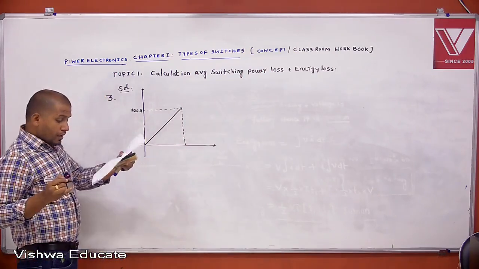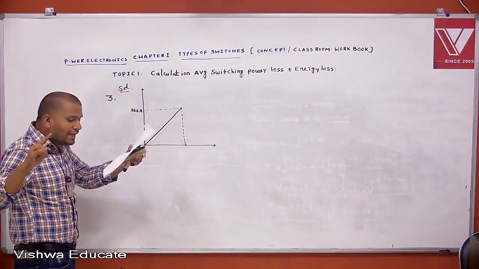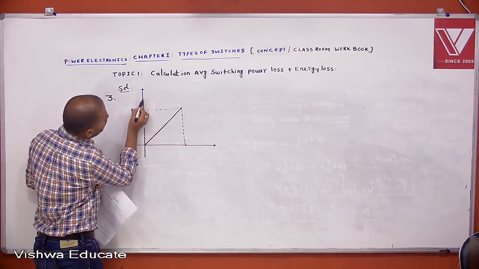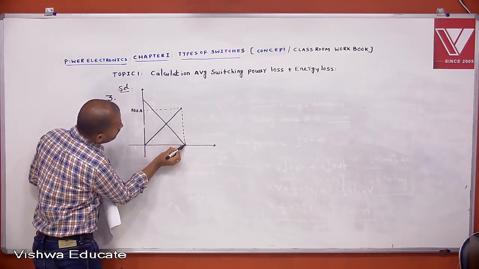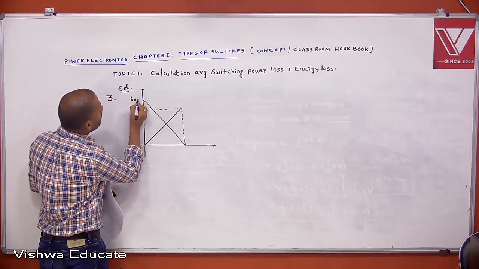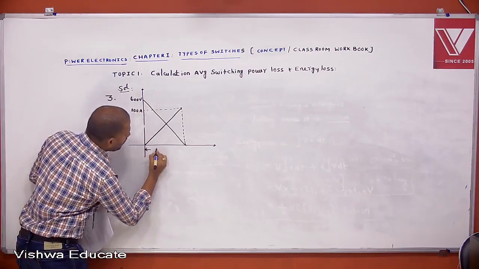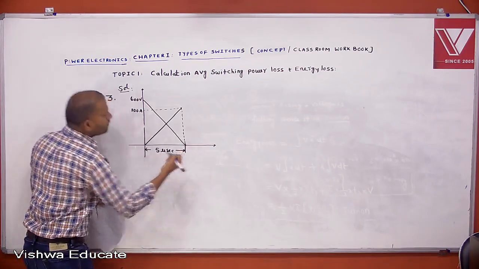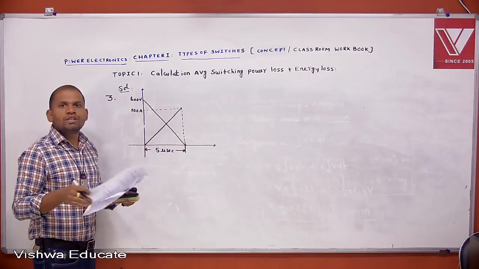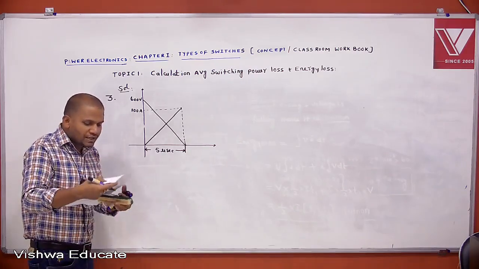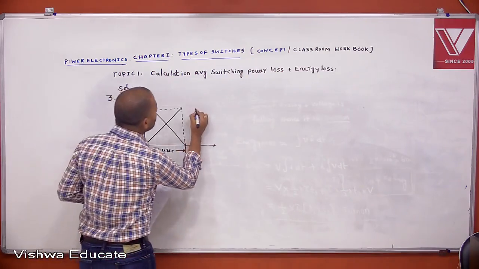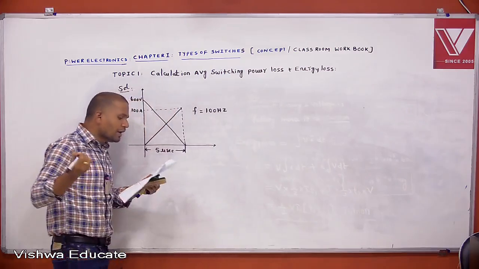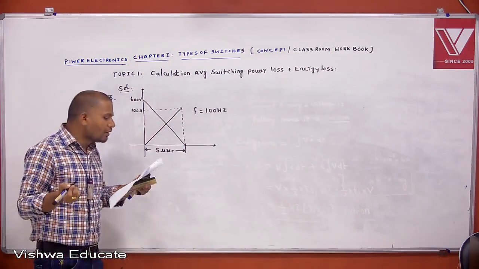Okay. Then the anode voltage falls linearly from 600 volts to 0. This time is how much? 5 microseconds, it is given. And the switching frequency is also given. How much? The switching frequency is mentioned as 100 Hz. Then calculate the average switching power, the average power loss.